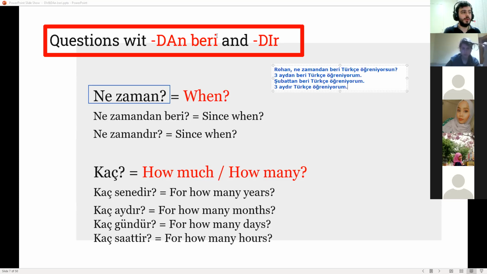And then we have some questions that we can ask with kaç, and we always use it with dır. Kaç seneden beri is also possible, but it's not really used. You can also ask these questions with dan beri, to be honest, but they are not really common. So we usually ask kaç senedir, kaç aydır, kaç gündür, kaç saattir, kaç yıldır.